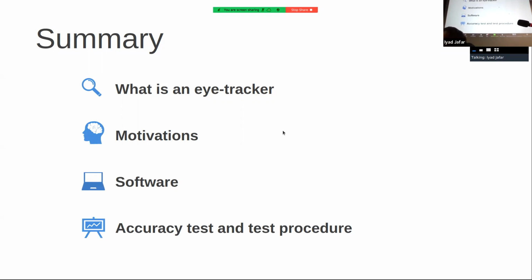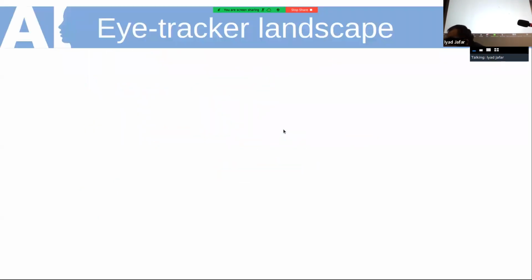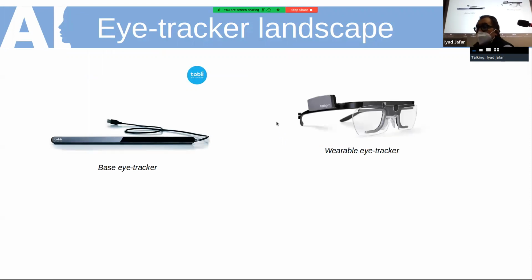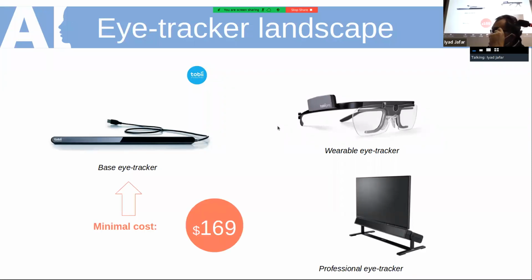procedure for this application. So first of all, we have different types of normal eye trackers on the market. A base eye tracker like this, wearable eye trackers, or even professional eye trackers that can reach thousands of euros in price. And the minimal cost of this is $169. So if we want to extend the technology of eye tracking to any country, especially developing countries, there is a problem related to the minimal cost of it.